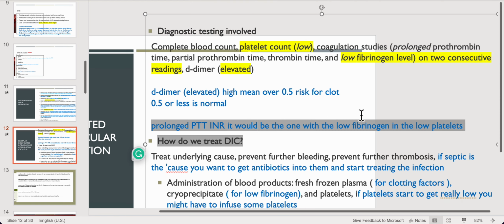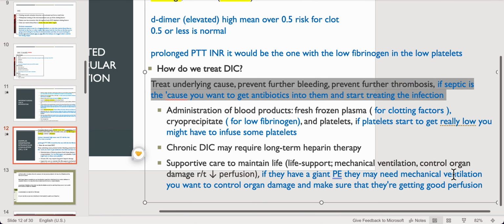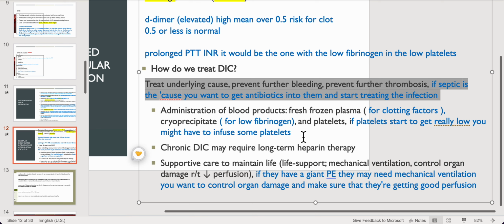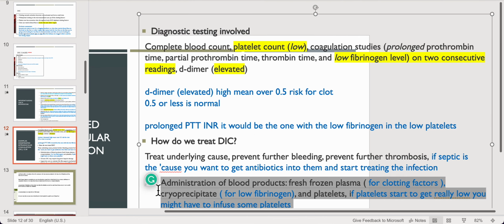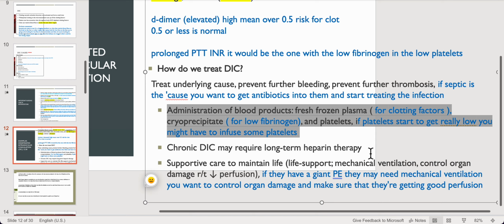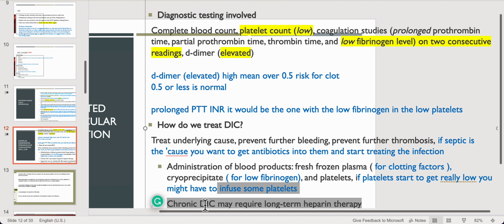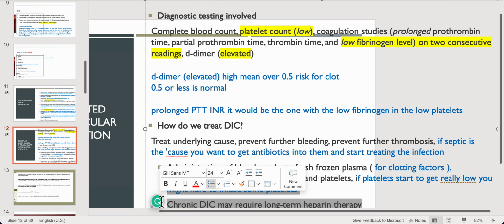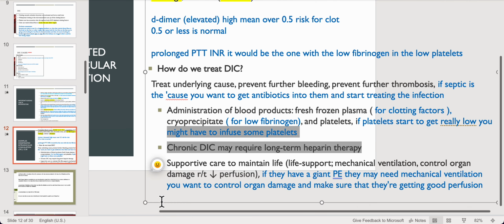How do we treat DIC? Treat the underlying cause, prevent further bleeding, prevent further thrombosis. If sepsis is the cause, you want to get antibiotics into them and start treating the infection. Administration of blood products: fresh frozen plasma for clotting factors, cryoprecipitate for low fibrinogen, and platelets. If platelets start to get really low, you might have to infuse some platelets. Chronic DIC may require long-term heparin therapy.